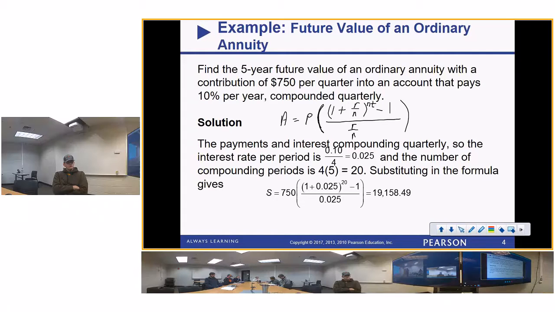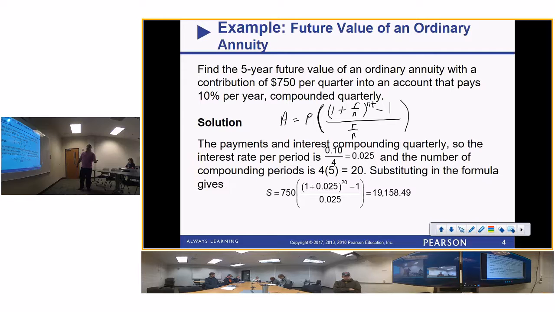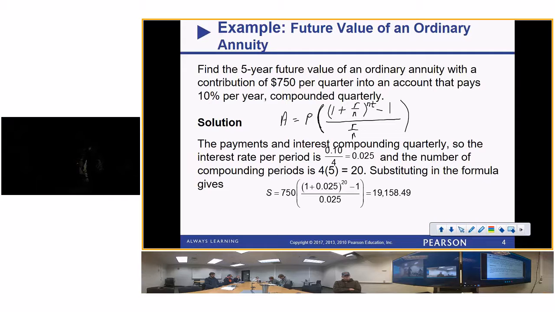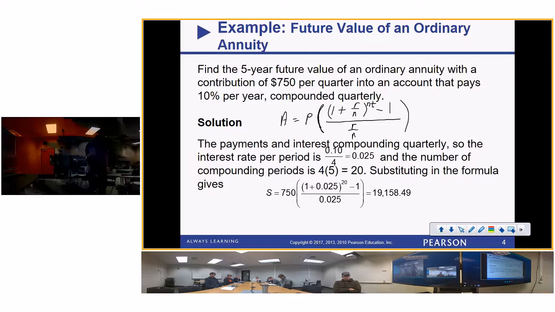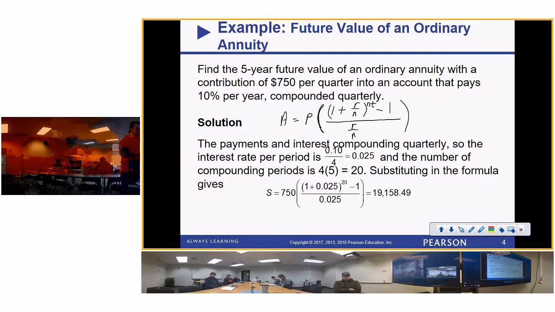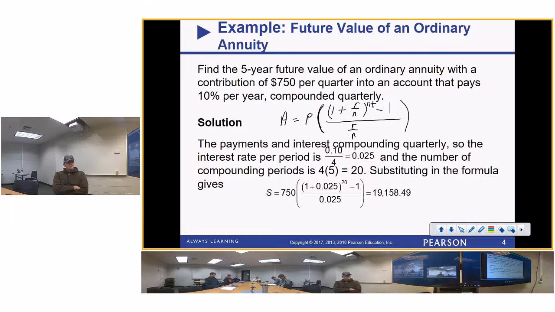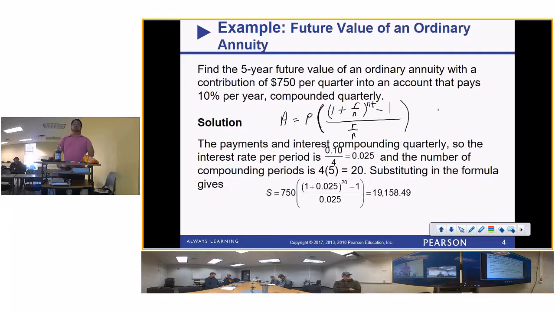And at the end of 5 years, what do you have in the bank? $20,000. I'm sorry, $19,058.49. Now, will I ask you to graph this? No. Okay? There's no reason to graph it. This is a plug and chug.